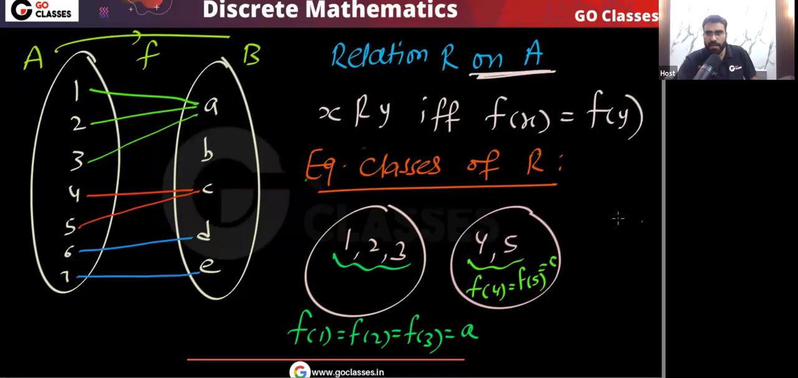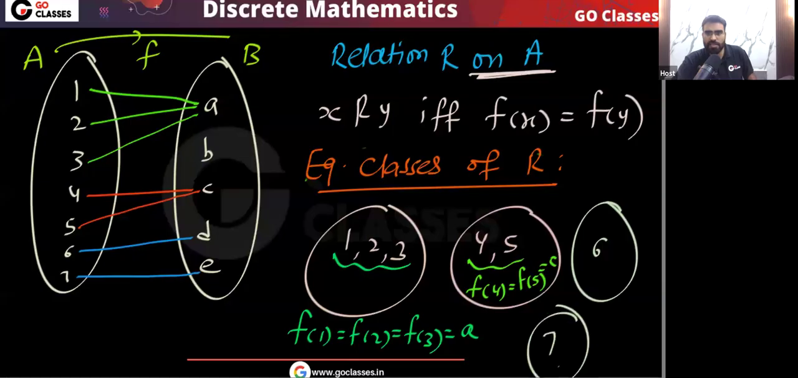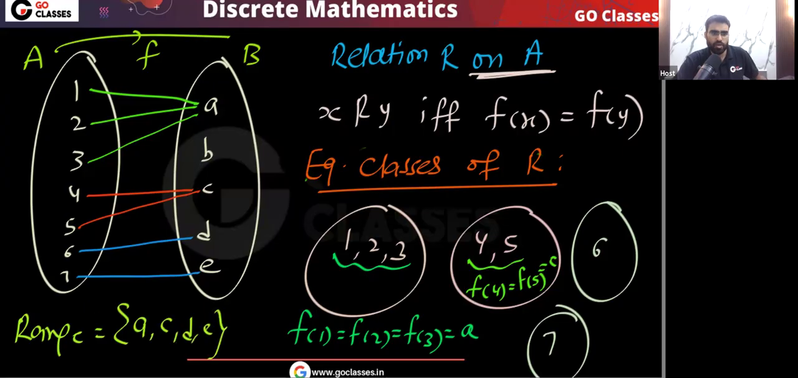Yes or no? In another equivalence class, you will put 6. In another equivalence class, you will put 7. So the number of equivalence classes is the same as the size of the range. You already know what the range is. Range is A, C, D, E. So very simple, for every element in the range, there is an equivalence class.